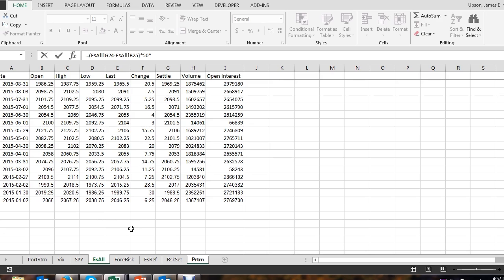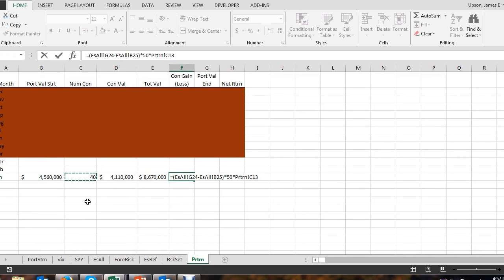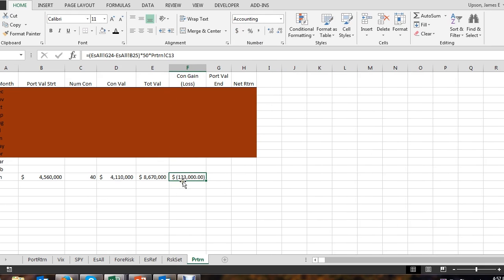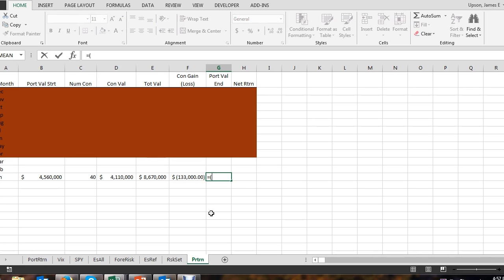Now we're going to multiply that by the multiplier, which for an E-mini contract is a multiplier of 50, meaning it's 50 times whatever the contract price is, the total value that you have associated with it. And then we're going to multiply that by the number of contracts that we have. Make sure you do this in the same order that I'm doing it in, so that your references are coming in correctly. So in this case, I lost $133,000 on my contracts by adjusting my portfolio position.